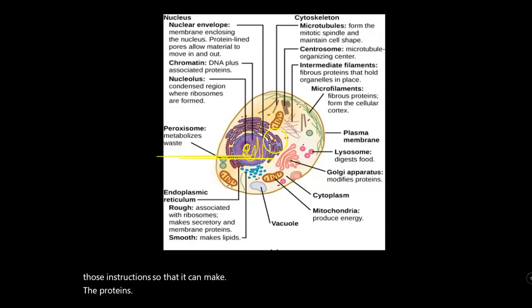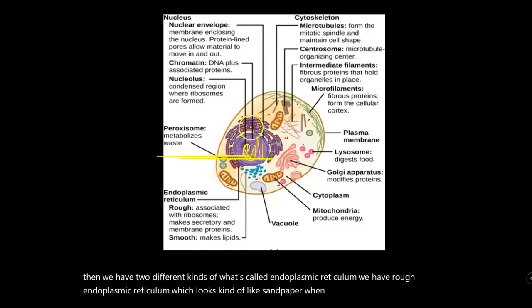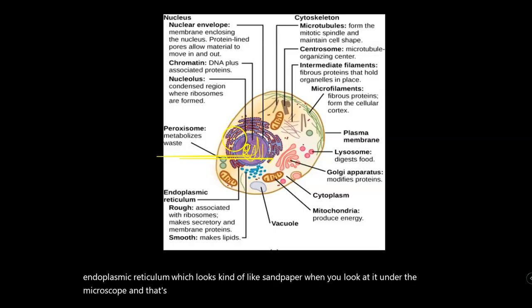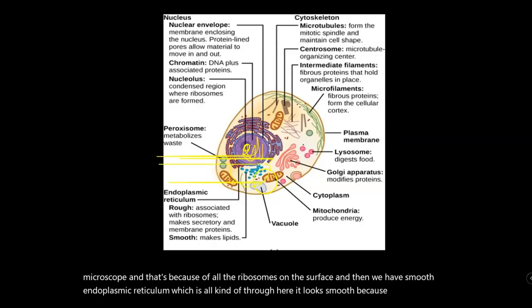Then we have two different kinds of what's called endoplasmic reticulum. We have rough endoplasmic reticulum, which looks kind of like sandpaper when you look at it under the microscope, and that's because of all the ribosomes on the surface. And then we have smooth endoplasmic reticulum, which is all kind of through here. It looks smooth because it doesn't have ribosomes on the surface.